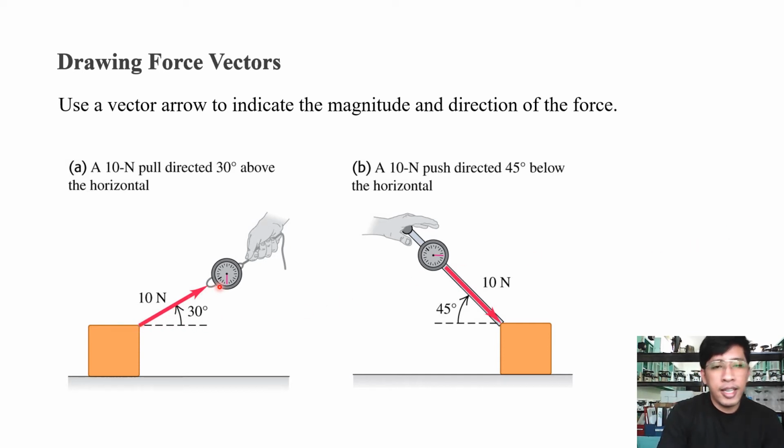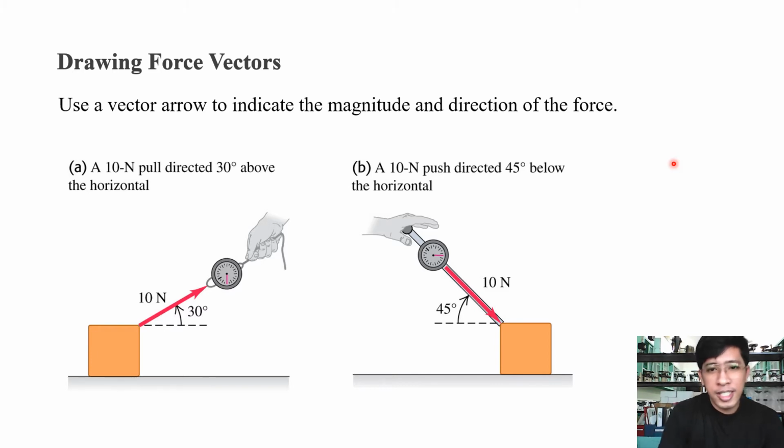This vector arrow points to the pull, a pull of 10 newtons, and this is directed at 30 degrees above the horizontal. So you have an arrow that is about 10 newtons, and then you have your angle, 30 degrees. Another one is a 10 newton push directed 45 degrees below the horizontal.